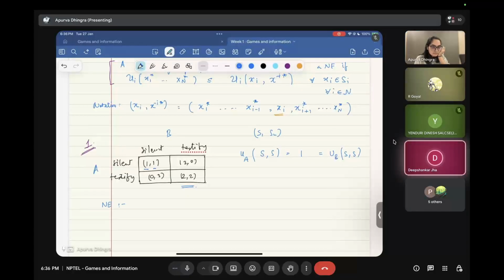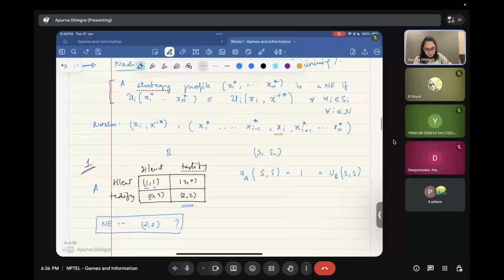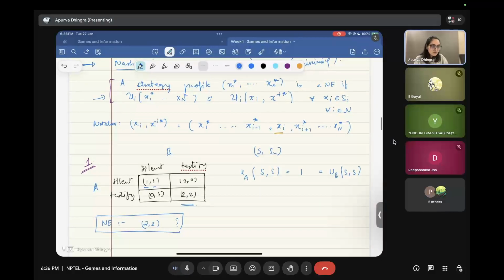Was the Nash equilibrium. Okay, so you're claiming (2, 2) is the Nash equilibrium. Okay, let's verify. That's the main task. Let's say we are told what the Nash equilibrium is and we're trying to verify it. Verification means we just need to check if this property holds or not.